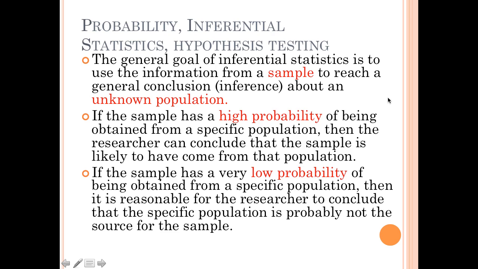So the general goal of inferential statistics is to use information from a sample to reach general conclusions or inferences about an unknown population. If the sample has a high probability of being obtained from a specific population, then the researcher can conclude that the sample is likely to have come from that population. If the sample has a very low probability of being obtained from a specific population, then it's reasonable for the researcher to conclude that the specific population is probably not the source of the sample.